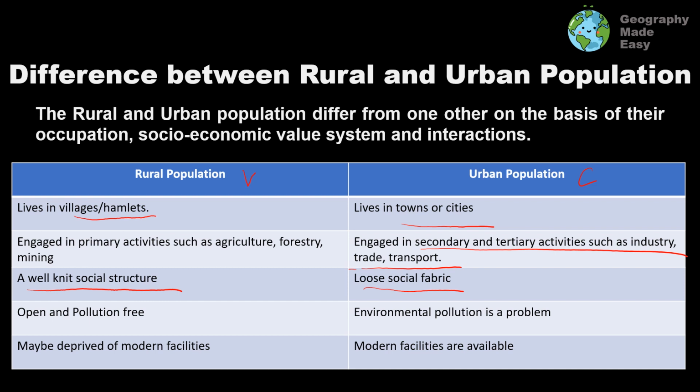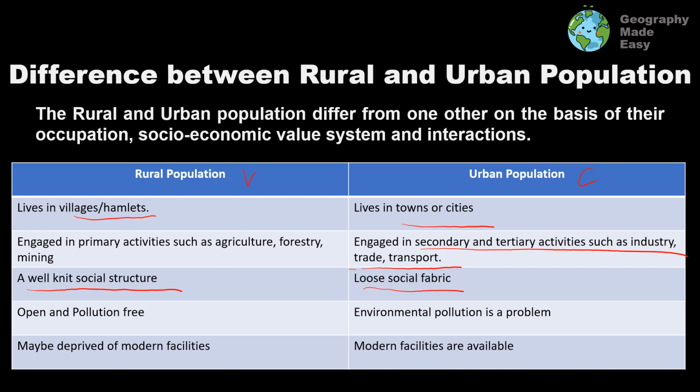So we have a well-knit social structure, whereas we have loose social fabric in urban population, where we see that people from different areas have come and settled in this particular area in the urban settlement. And we see that in many cases we don't even know who our neighbor is if we are living in an apartment, but that is never going to happen in case of a village.